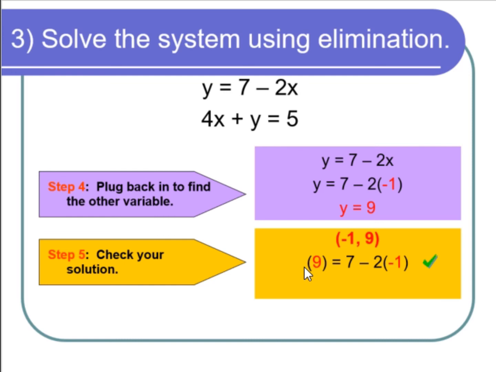What about in equation 2? 4x plus y is equal to 5. 4 times the value of x is negative 1 plus the value of y is 9 is equal to 5. 4 times negative 1 is negative 4 plus 9, it is equal to 5. It is true in equation 1. It is also true in equation 2. Therefore, negative 1, positive 9 is a solution to the system of linear equation.